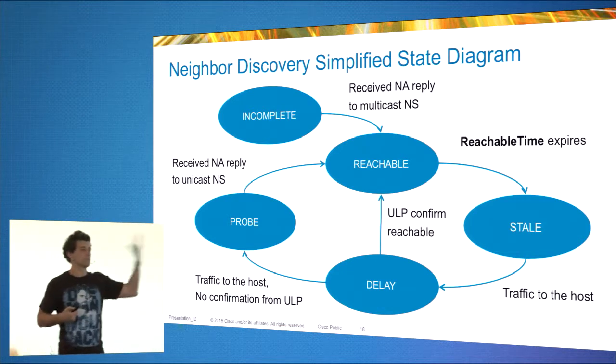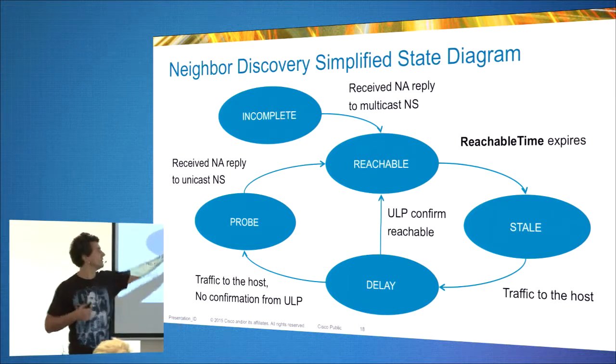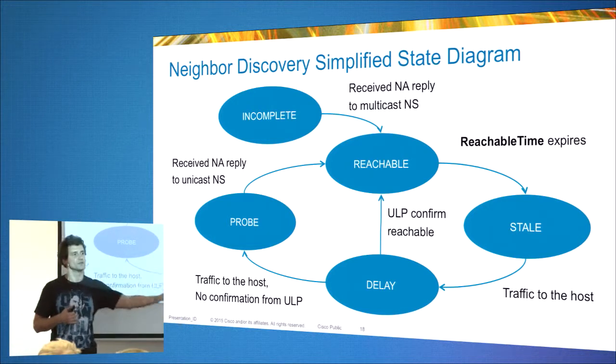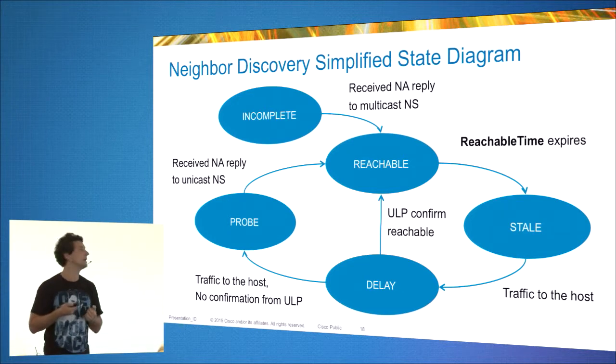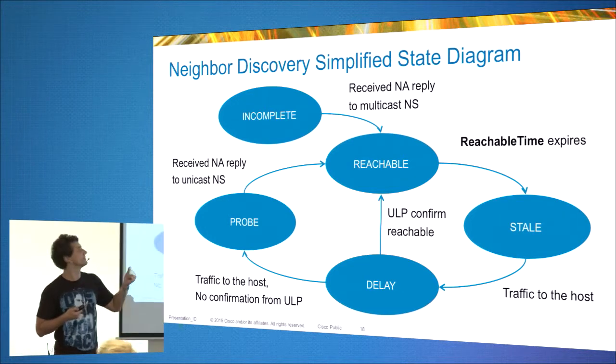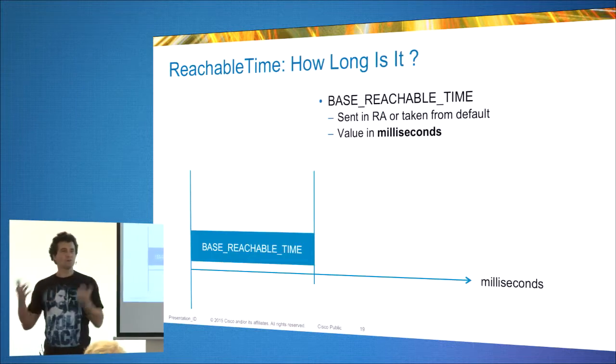Now, effectively, that means that you have neighbor solicitation and neighbor advertisement, but it's almost like a ping request and response, right? Per device, per active state entry. So what's the value of this timer?